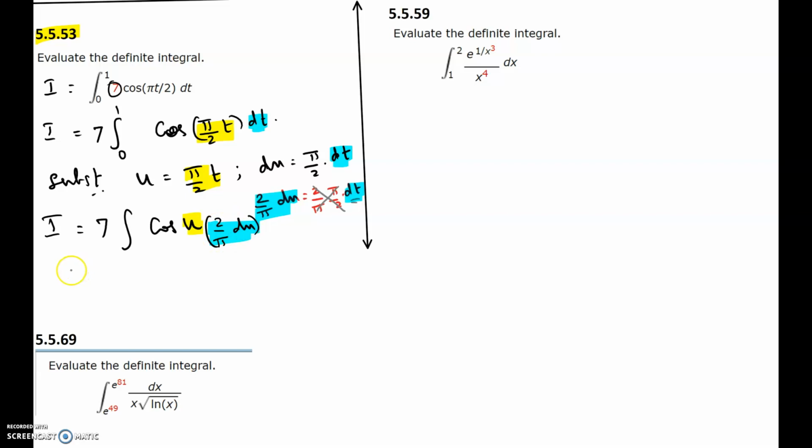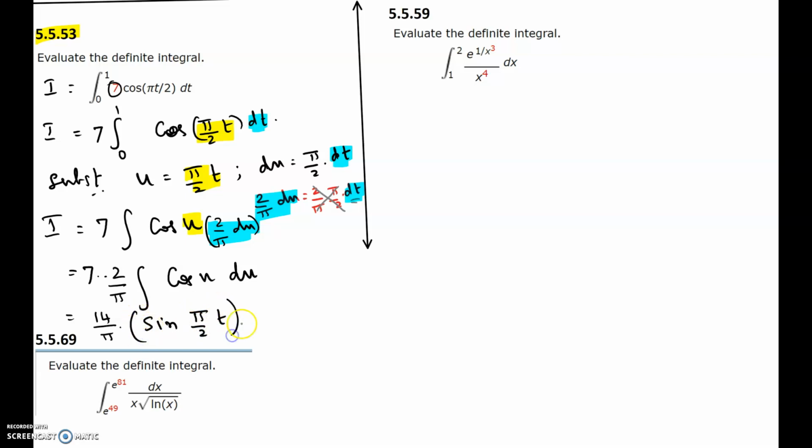So we get 7. Also 2 over pi is a constant, so pull that out. So the integral of cosine of u du gives 14 over pi times sine u, since the integral of cosine u is sine u. But u is pi half of t.